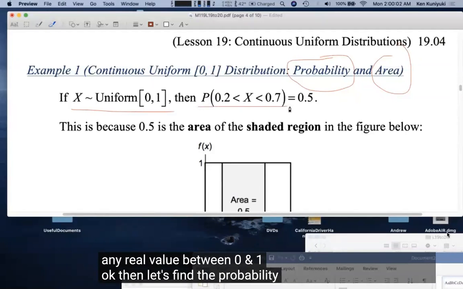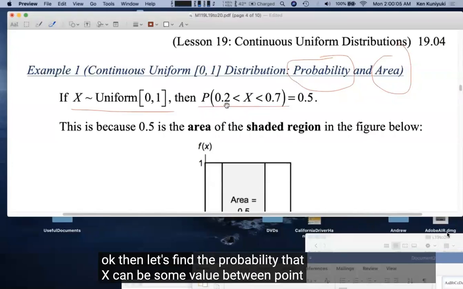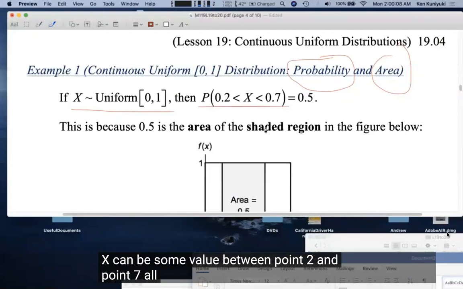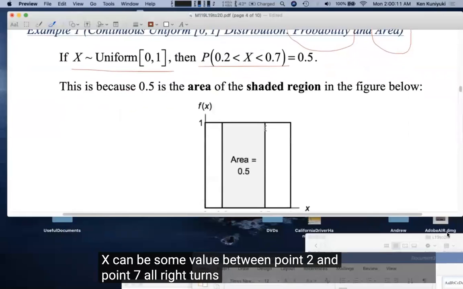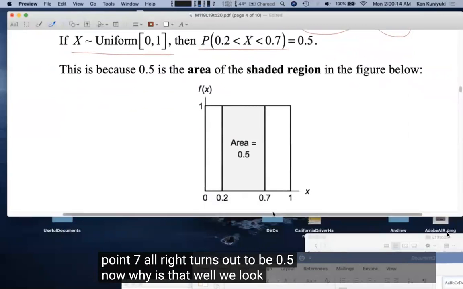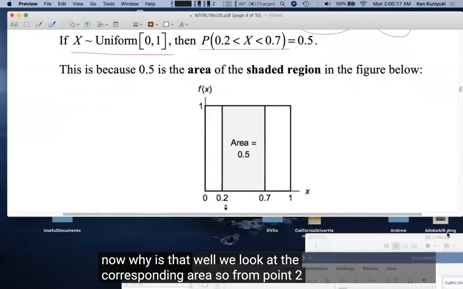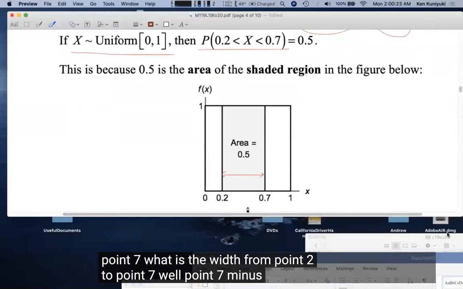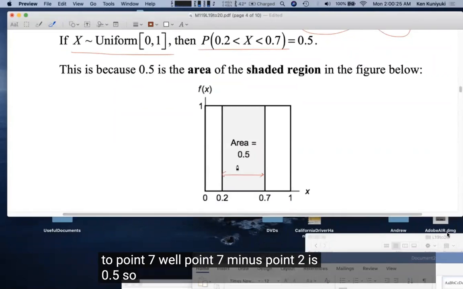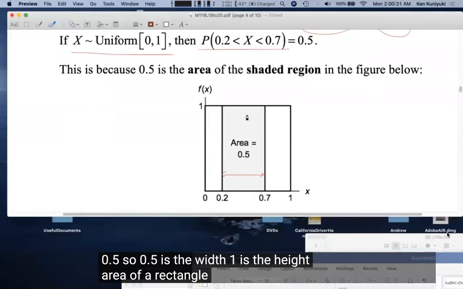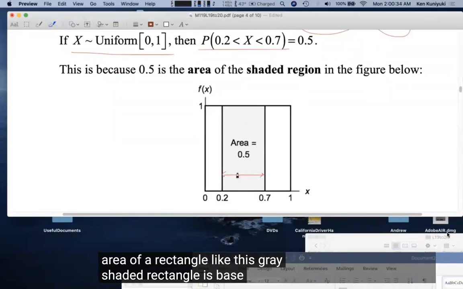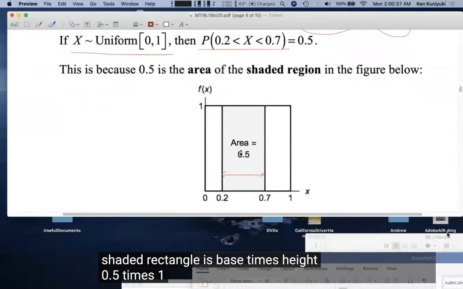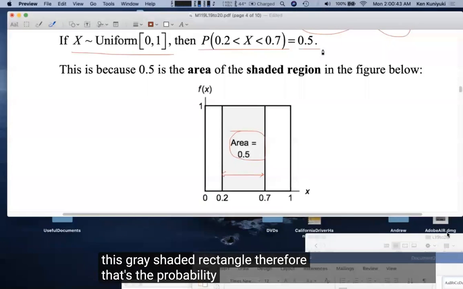Okay, then let's find the probability that x is some value between 0.2 and 0.7. It turns out to be 0.5. Now, why is that? Well, we look at the corresponding area. From 0.2 to 0.7, what is the width? Well, 0.7 minus 0.2 is 0.5. So 0.5 is the width, 1 is the height. The area of a rectangle, like this gray shaded rectangle, is base times height. 0.5 times 1 is 0.5. That's the area of this gray shaded rectangle. Therefore, that's the probability that we're looking for.